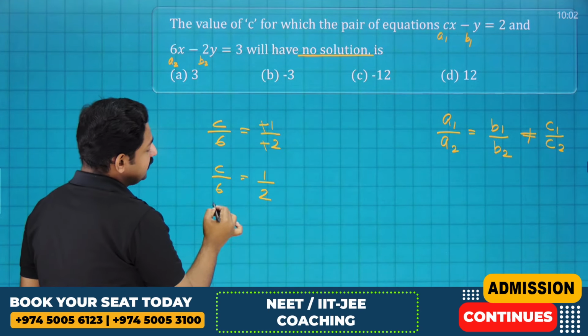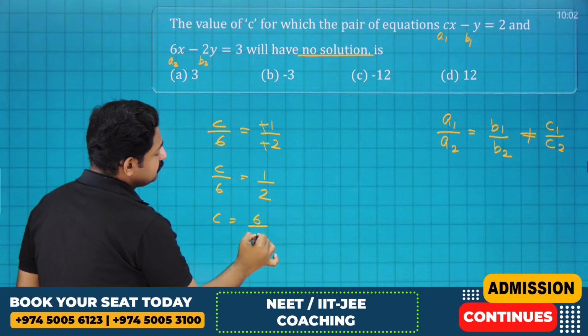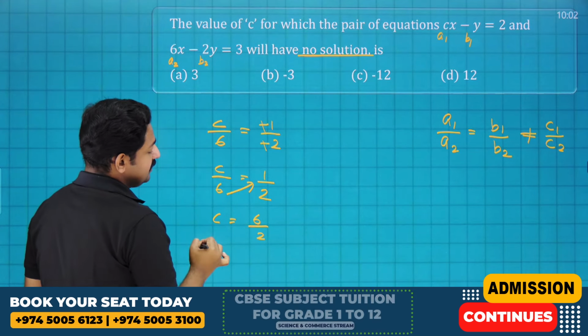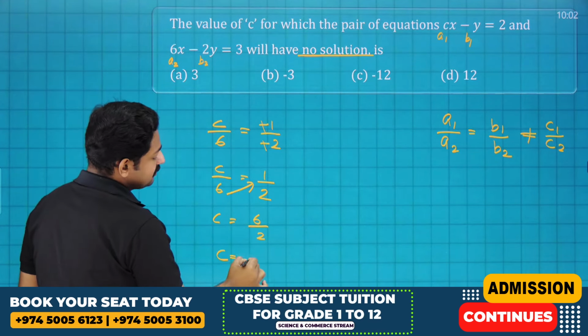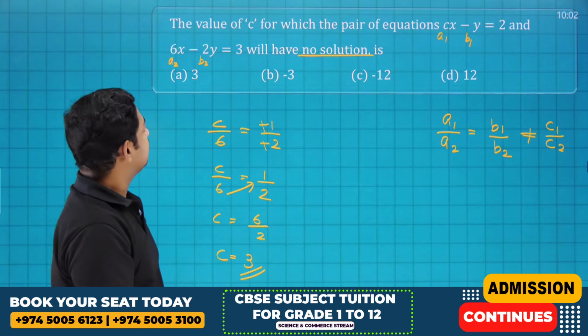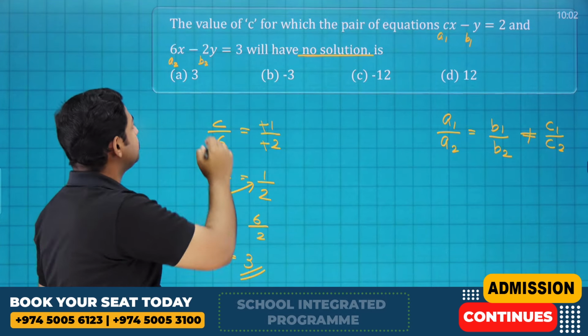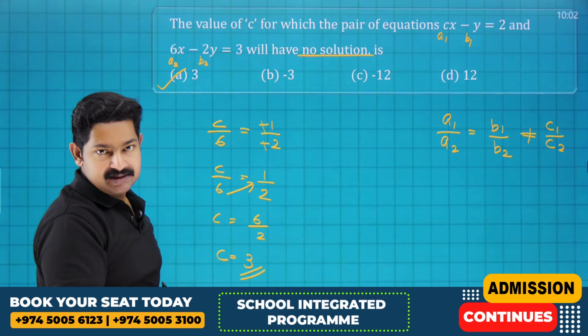On the next step, when you cross multiply, c is equal to 6 by 2. Then what is the value of c? c is equal to 3. The answer is 3, so option A is the correct answer.